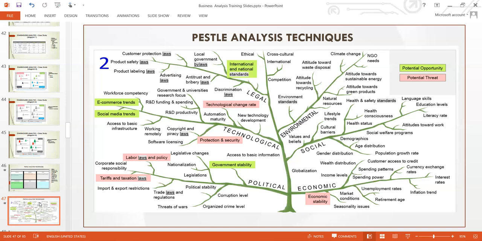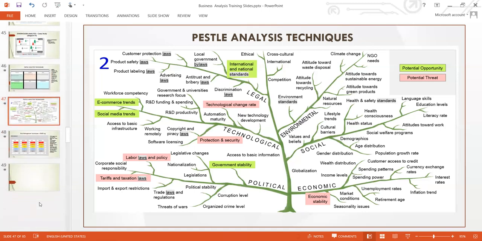Looking at legal factors, you see international and national standard. Look at discrimination level law. We look at advertising law, antitrust and bribery law, local government bylaw, customer protection law, product safety law, and product labeling law. These are all the laws within legal factors. And that's how you can use PESTLE to do proper analysis. So any question on PESTLE analysis?